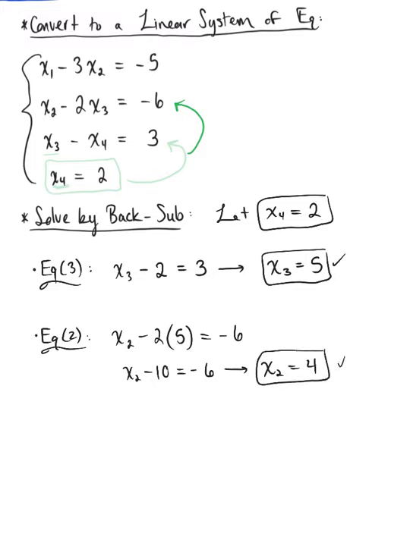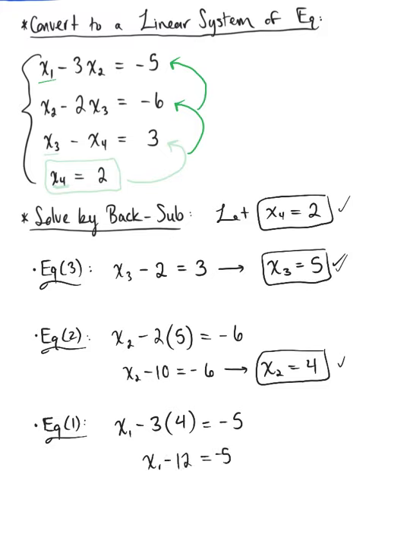So we now have x sub 2, x sub 3, and x sub 4, and we'll take all three of these and back substitute them into equation 1 to solve for x sub 1. So plugging everything into equation 1, we have x sub 1 minus 3 times x sub 2, so minus 3 times 4 is equal to negative 5. So we have x sub 1 minus 12 is equal to negative 5. And adding 12 to both sides of the equation, we are left with x sub 1 is equal to 7.